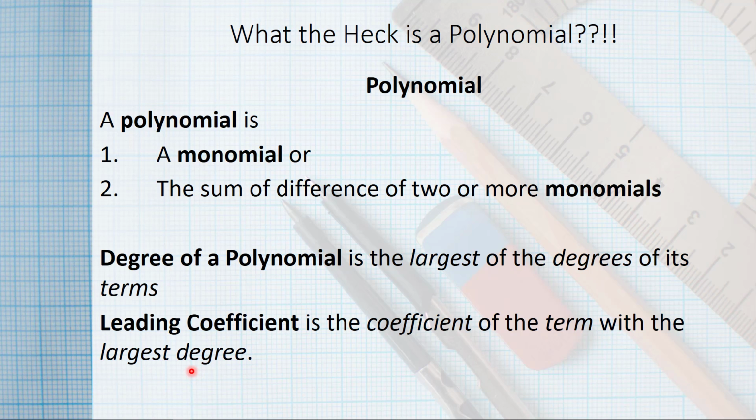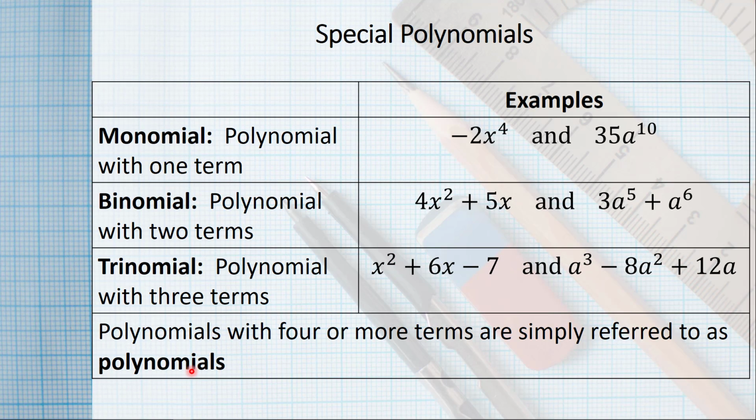Okay, so we will discuss those in a couple of examples, but before we get on, we actually have to classify some special polynomials. And here's the first one. It's the first one that we defined. It is a monomial. It's a polynomial with one term. So like negative 2x to the fourth is a monomial of degree 4, and 35a to the 10th is a monomial of degree 10.